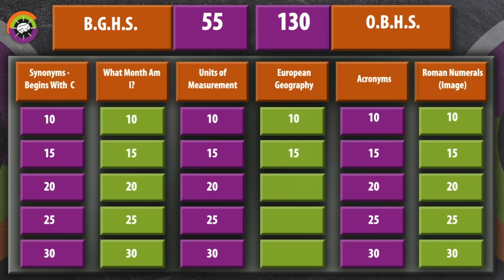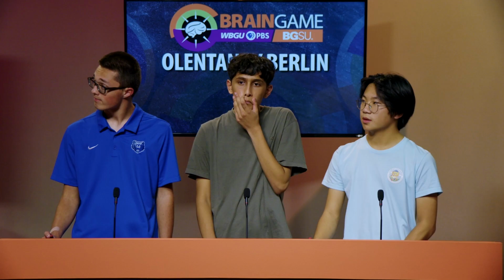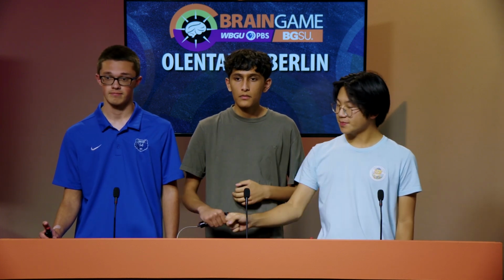Roman numerals for 25. Roman numerals for 25. Image category. Identify this number. That would be Olentangy Berlin. Ryan. 214. Correct. Olentangy Berlin takes back control.